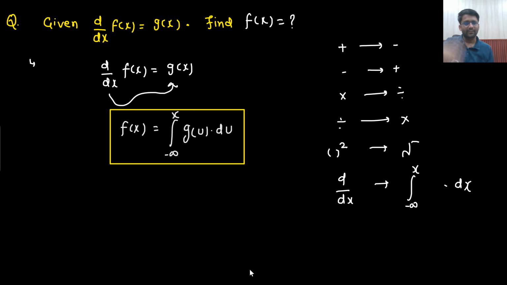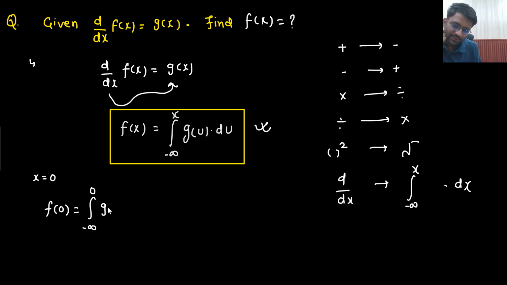This is the value of your f(x). Understandable? Now, let's do one more thing. In this expression only, this is the answer that we have got. In this expression, let's put x equals 0. If I put x equals 0, what will I be getting? Sir, f of 0 will be nothing but the integral from minus infinity to 0 of g of u du. Right? This is your f of 0.